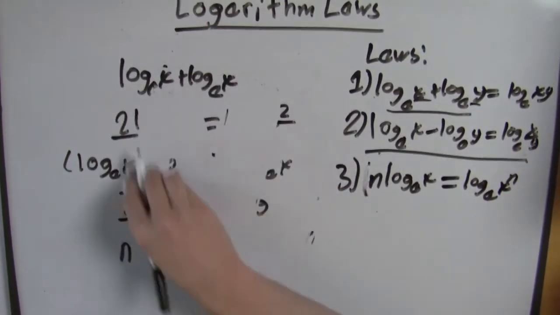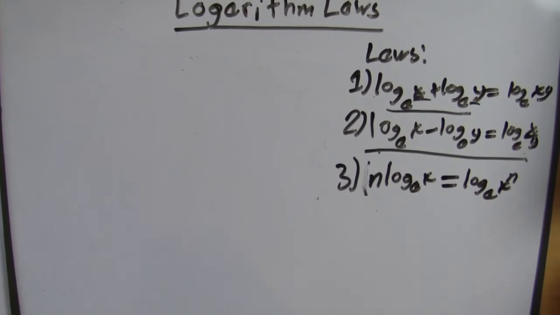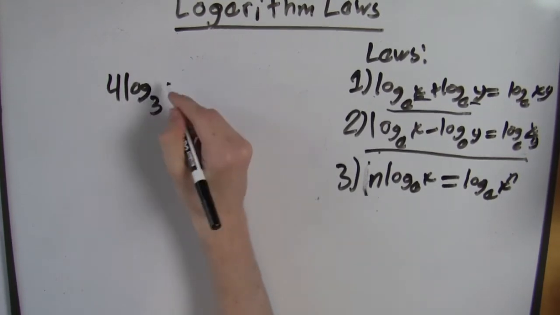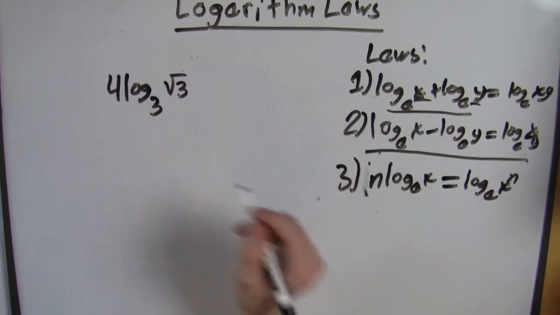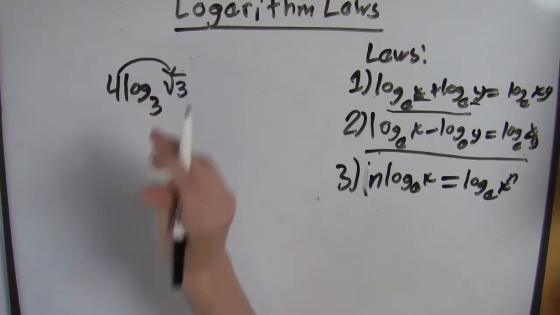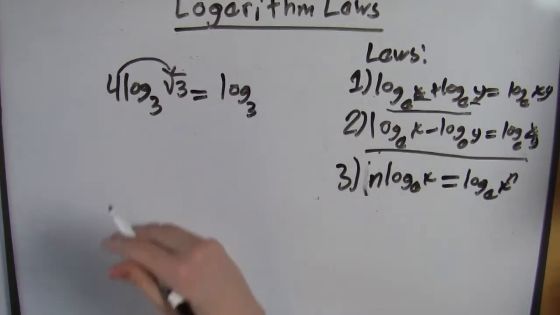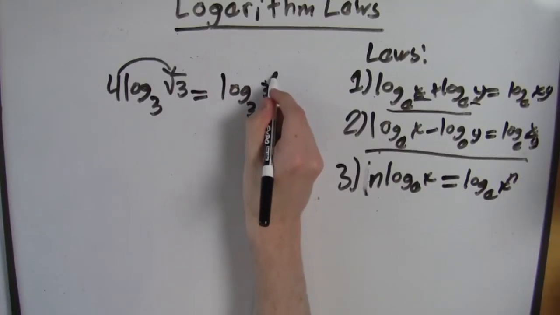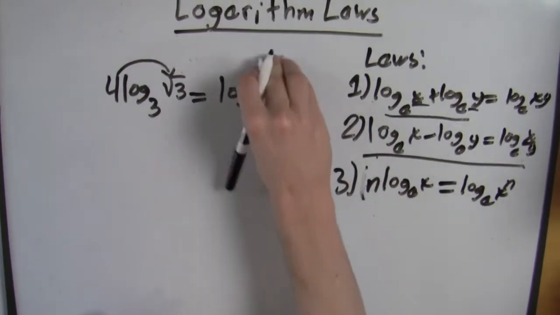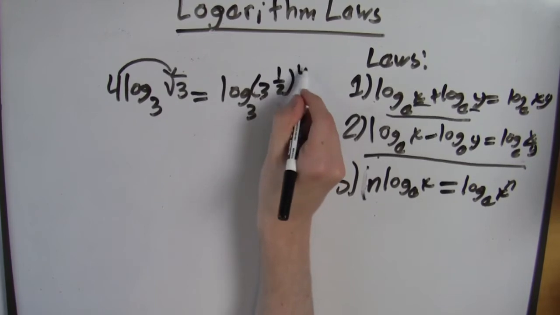Let's do an example. Let's see how this works, because that seems a little weird. Let's see what applications it might have. Let's say 4 log base 3 of the square root of 3. Well, I know that by this rule, that's the same thing as taking this 4 and raising the square root of 3 to that power. If I rewrite square root of 3 in exponential notation, I'd have 3 to the 1/2, raised to the 4th power.